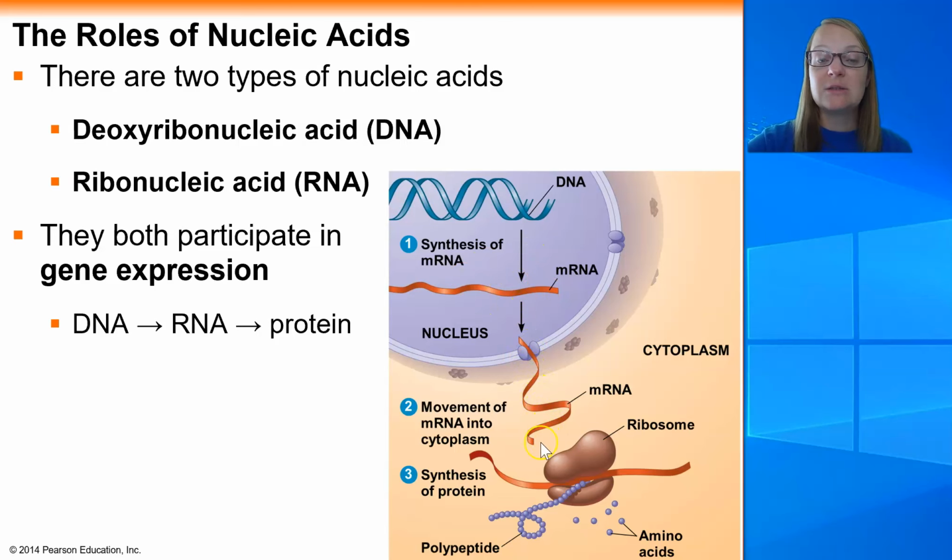The mRNA will make its way out through one of the pores here of the nucleus out into the cytoplasm, and it'll find itself a polypeptide building machine, the ribosome. The ribosome will latch onto that RNA, start reading the information on the RNA, and build the polypeptide here shown in purple.